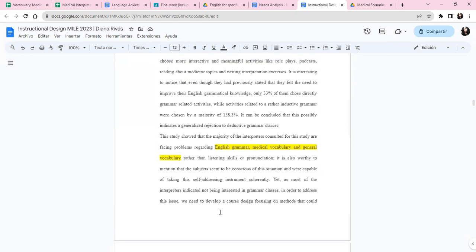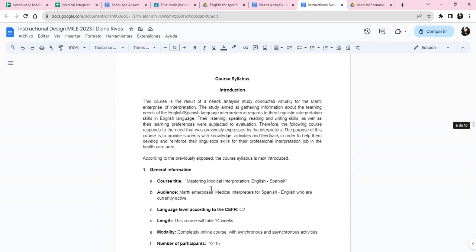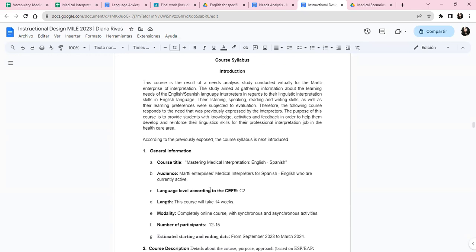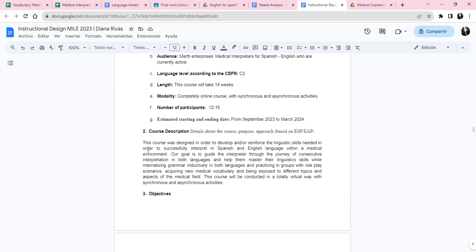But then what we saw is that we need to be focusing on practicing grammar in an inductive way instead of making them feel that they actually are inside a grammar class, so they can feel comfortable and receptive.